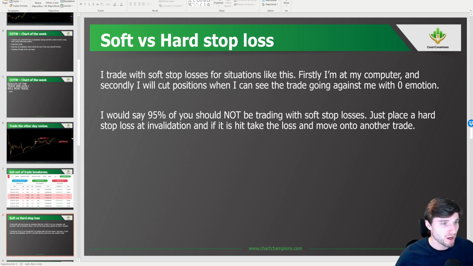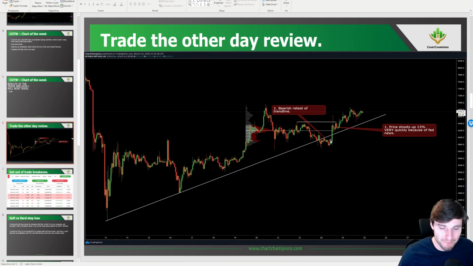Okay, so I would say first I just want to stress that I really think like 95% of you, 99%, should not be trading with soft stop losses. Just place a hard stop loss at your invalidation, and if it hits, take the loss and move on to another trade. Because I know that there were people that were using soft stop losses in this situation. And I guess because I do, then they feel favored to use it, but there's a massive difference between my level of trading and your level of trading.